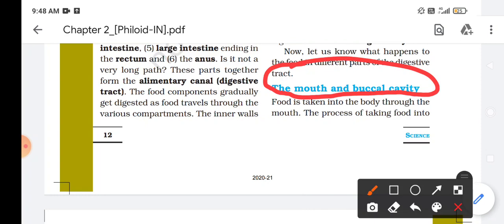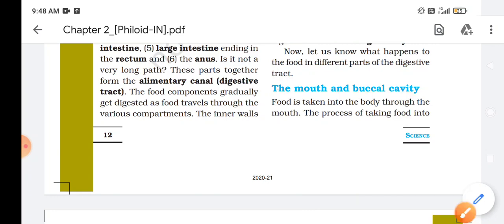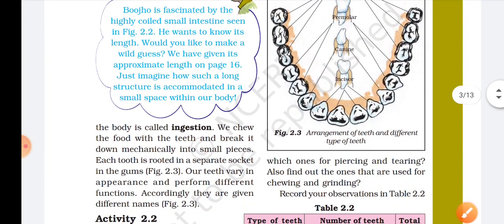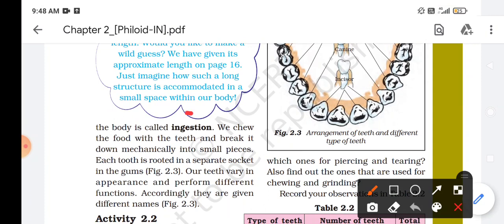Okay, so food is taken into the body through the mouth. We all know that. The process of taking food into the body is called ingestion. We chew the food with the teeth and break it down mechanically into small pieces. Each tooth is rooted in a separate socket in the gums. Our teeth vary in appearance and perform different functions. Accordingly, they are given different names.